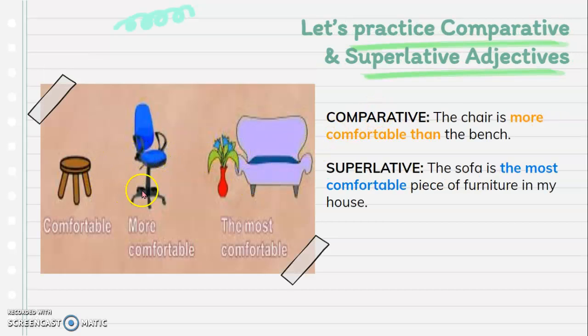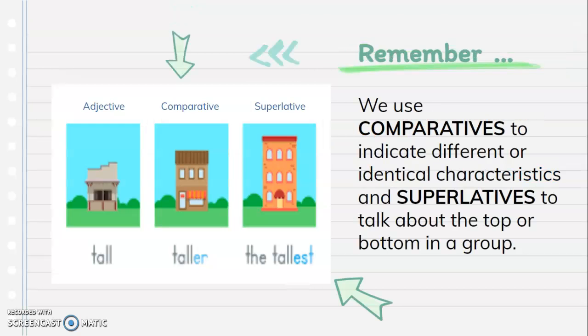The chair is more comfortable than the bench, but the sofa is the most comfortable piece of furniture in my house. Remember, we use comparatives to indicate different or identical characteristics, and superlatives to talk about the top or bottom in a group.